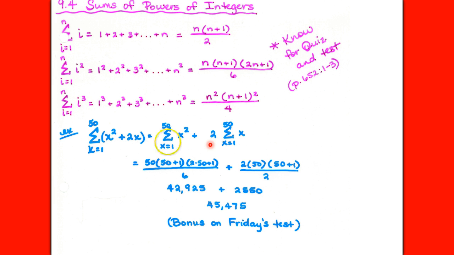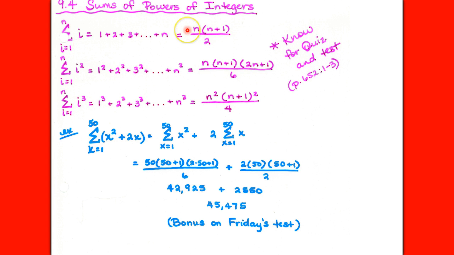So if they say, what's the summation from 1 to 50 of x squared, that's going to be my squares formula. So I'm just going to put 50 in the place of n. So that would be 50 times 50 plus 1 times 2 times 50 plus 1 divided by 6. Throw that into my calculator and I get 42,925. For the second piece of that, I have the summation from 1 to 50 of x. So that's my first formula up here, where again, I'm just going to put 50 in the place of n.